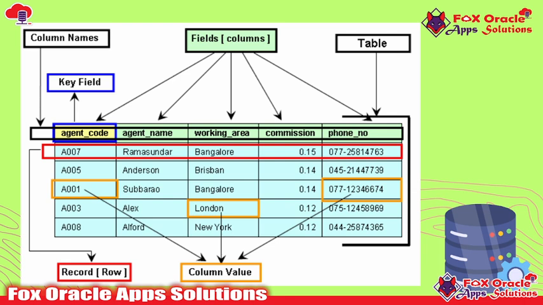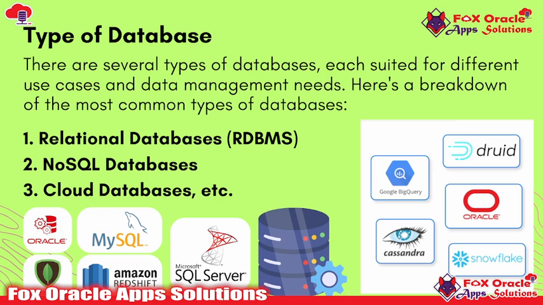When we are talking about a field, it means we are talking about columns available in the table. And when we are talking about records or rows, it means we are talking about specific records. For example, here you can see we have one agent named Alex, and this complete row defines the details, data, or information about Alex. You can see the agent code of Alex is A003, the working area where he's working is London, and the commission and phone number and all. That's the way we identify the data.